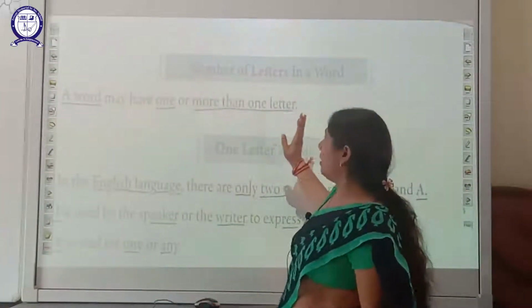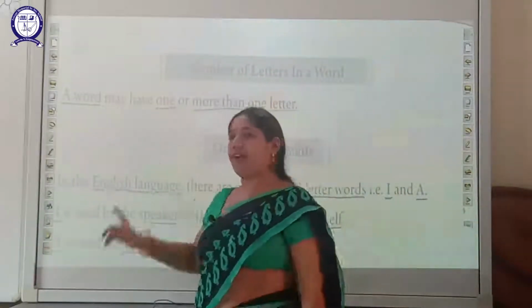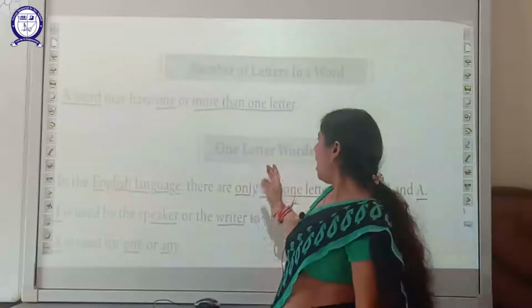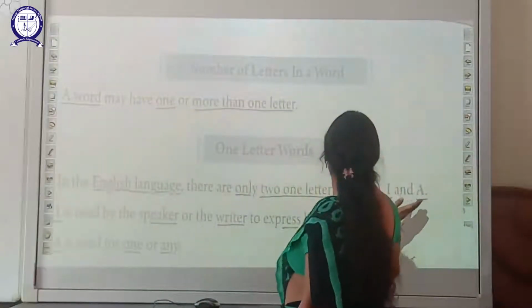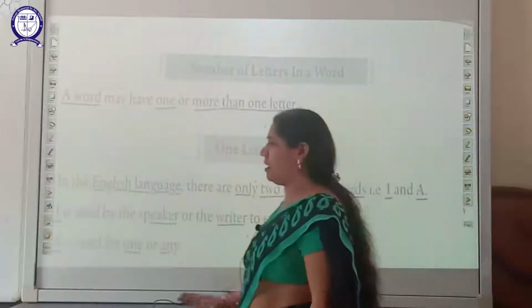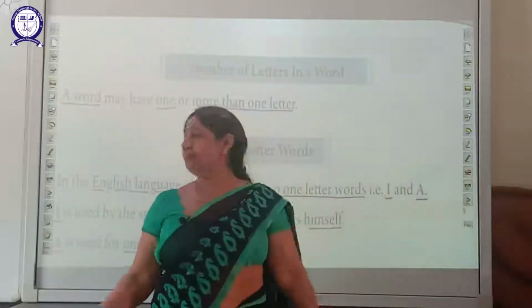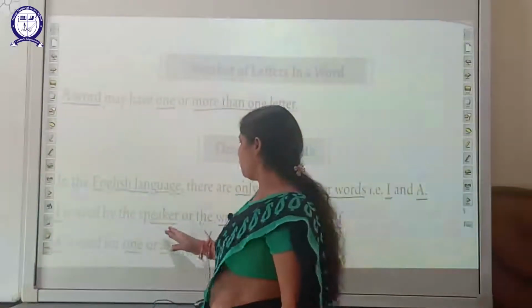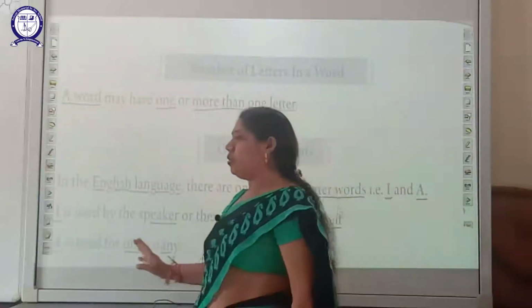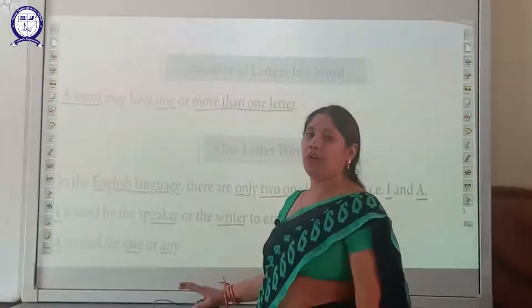Numbers of letters in a word. A word may have one or more than one letter. One letter words are I and A. So in the English language there are only two one-letter words, that is I and A. I is used by the speaker or writer to express their feelings, and A is used for one or any.